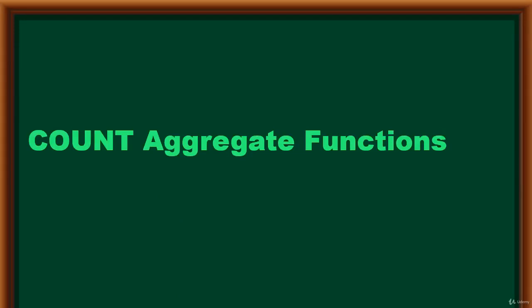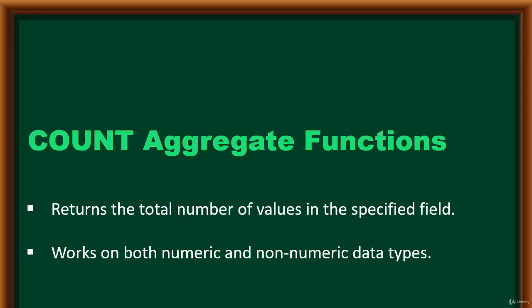In this video, I'll be introducing you to the count aggregate function. The count function basically is used to return the total number of values in the specified field or column, and it works on both numeric and non-numeric data. By default, all aggregate functions will exclude values that are null before working on the data.